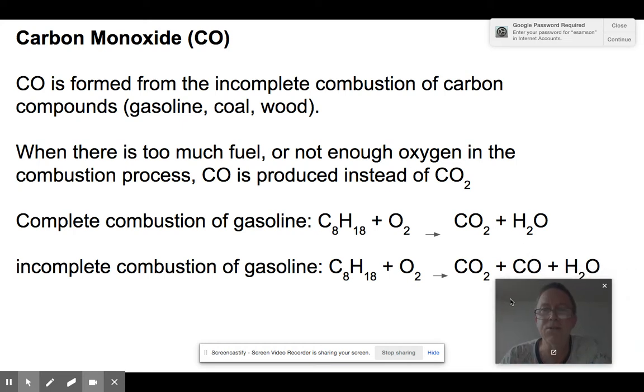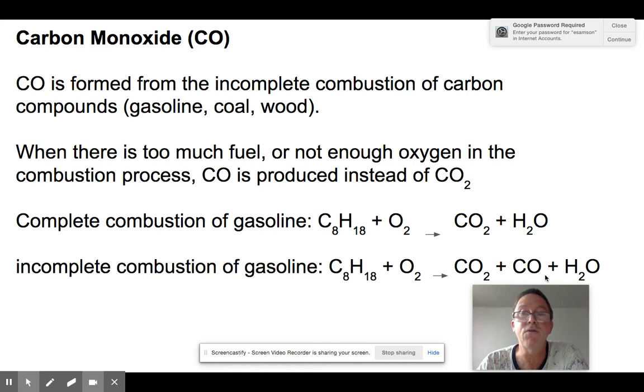I don't know if you can see that. You probably can't see this. I'll try to move myself there. You get CO formed as well. All right. And that's the source of the problem. It's just that when we burn fossil fuels, invariably we get the mixture a little bit wrong. We end up producing carbon monoxide.